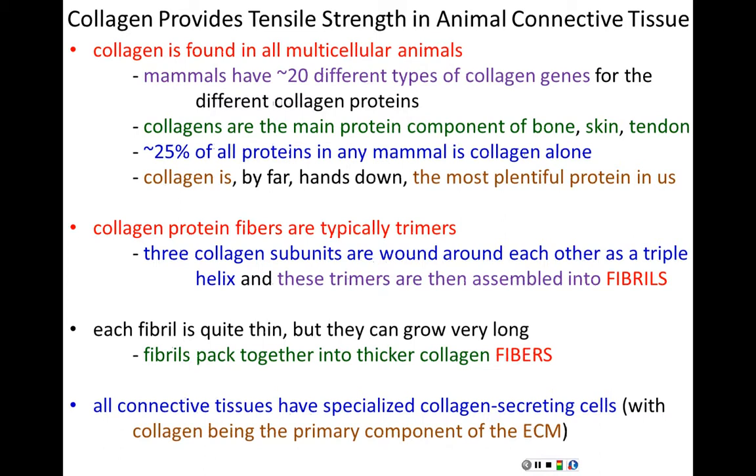All connective tissues have collagen-secreting cells, but they are specialized to different tissue types. Different tissue types have different types of collagen, and so they have different cells to secrete those collagen types. But collagen is the primary component of the ECM.